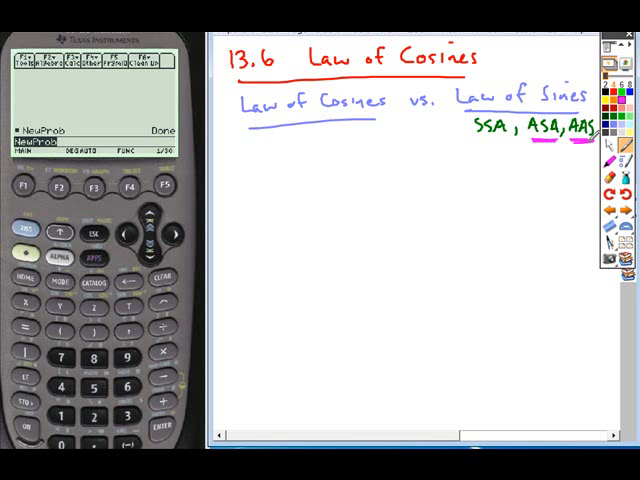patterns. What are the other two congruence patterns for triangles? Do you guys remember from geometry? SAS is one, and then the other one is SSS.